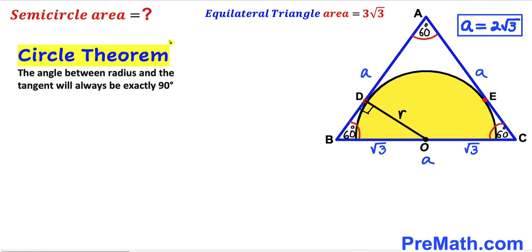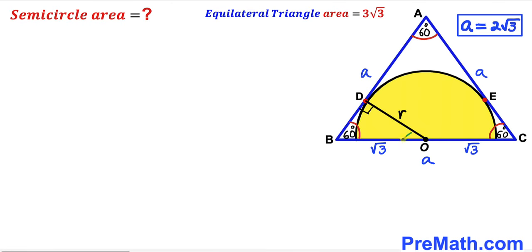And now let's recall the circle theorem. According to this theorem, the angle between the radius and the tangent line will always be 90 degrees. So no wonder this angle has got to be our 90 degree angle, since this is our radius and this is our tangent line. And now let's focus on this tiny right triangle OBD. We know this angle is 60 degrees, this angle is 90 degrees. So therefore this remaining angle has got to be 30 degrees.